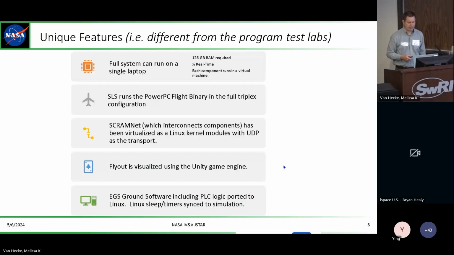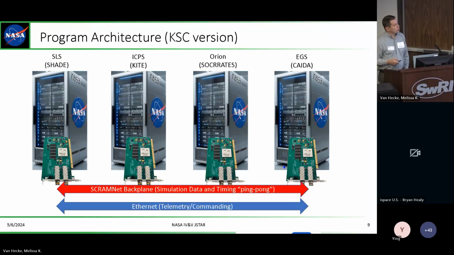Some of the unique features that we have, and I'm going to skip forward one slide here. What you typically see at NASA is the 4 systems being tested together. You have SLS, the first stage, called a shade. ICPS, the second stage. Orion, the crew stage, and EGS is the ground. These are all in your typical $1 million racks.